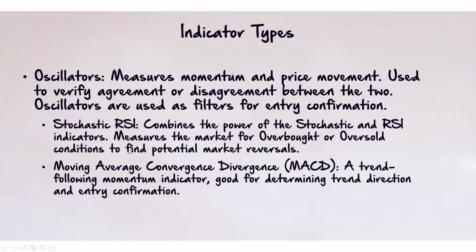So you have RSI as an indicator, and we have stochastic as an indicator. But then there's another indicator that is called stochastic RSI. It's a combination of both RSI and stochastic as one indicator. Then MACD, very popular, moving average convergence divergence.